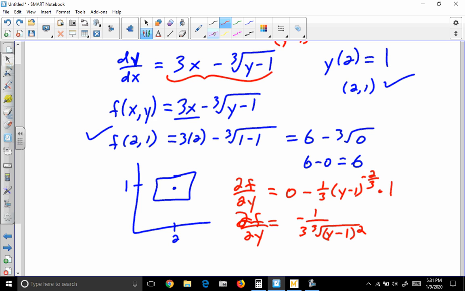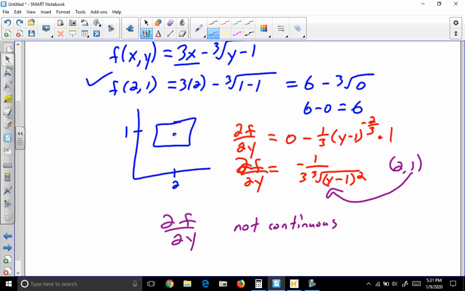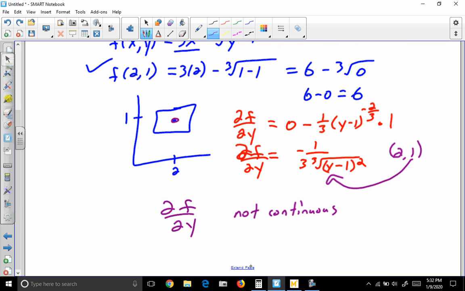Now notice for our point 2, 1, this is going to be undefined. If we substitute a 1 in for y, we get a 0 on bottom. So the partial of f with respect to y is not continuous. So since it's not continuous at that point, there's not going to be any rectangle that the whole rectangle is continuous either. So since it's not continuous at that point, then this theorem does not guarantee existence and uniqueness.